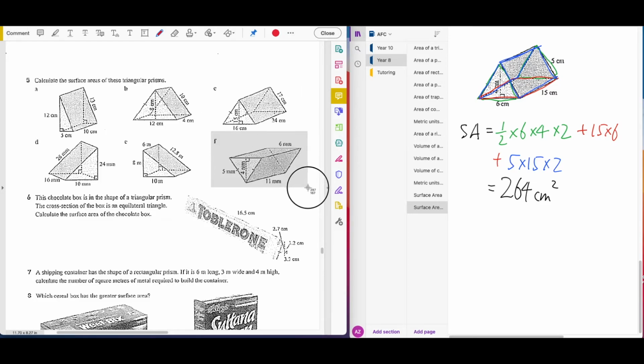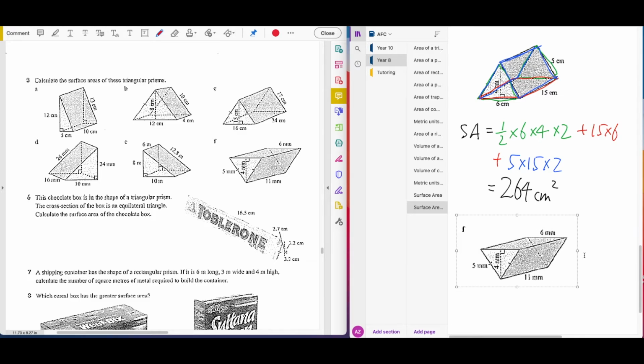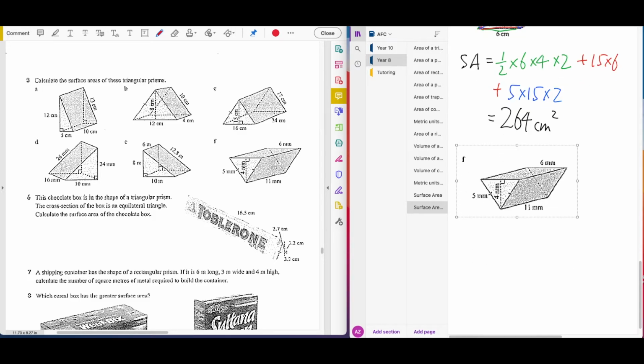So I hope by now you have a basic understanding of how to find the surface area of triangular prisms. At the end of the day, it's actually not too difficult. It's only very tedious because you have to cover all the areas. Alright, so let's take a look. Surface area. Now, what you can do is you can just work out the area of the triangles first. Okay, so work out the area of the two triangles.